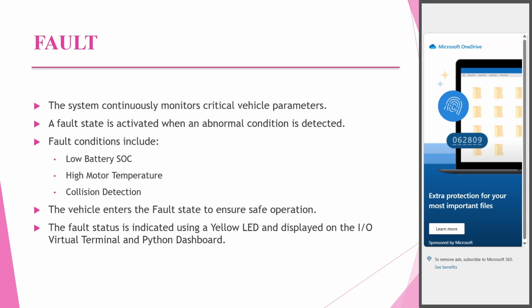Fault: the system continuously monitors critical vehicle parameters. The fault state is activated when an abnormal condition is detected. Fault conditions include low battery SOC, high motor temperature, and collision detection. The vehicle enters into fault state to ensure safe operation. The fault status is indicated using the yellow LED, as we saw in the LEDs.